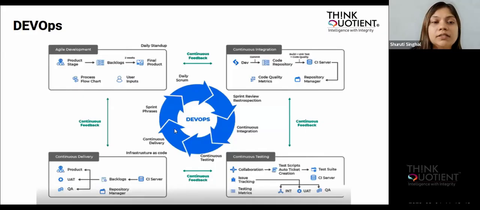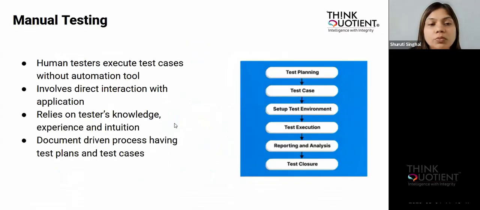Now, guys, let us move towards the next topic, that is, what is the difference between manual and automation and what are the stages involved? So, guys, we have two types of testing. The first one is manual testing, and the second one is automation testing. And inside them, we have functional, non functional. We are going to cover it later.